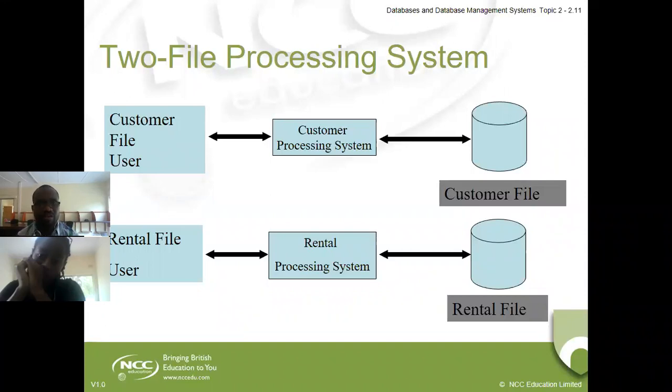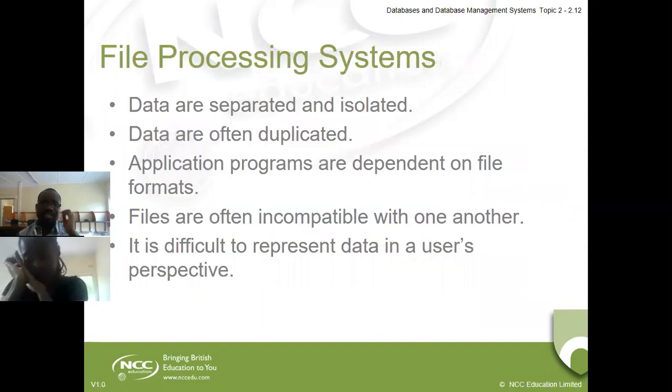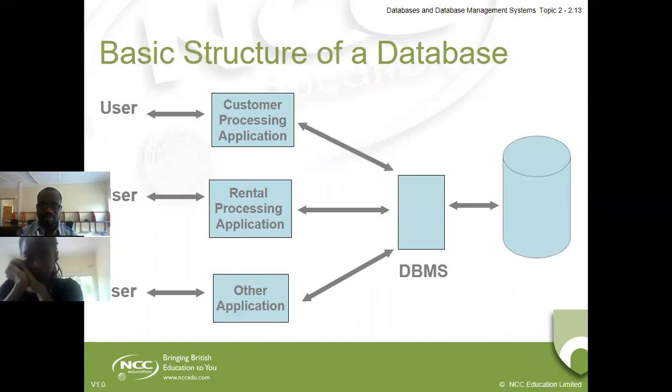Then we have a rental file, with users also connected to the DBMS for the rental processing system, then a rental file, which is the actual database. So those diagrams you see there are how the database and the system are actually located. That's the architecture of the database, the system, and the application. We'll look at the detailed one.